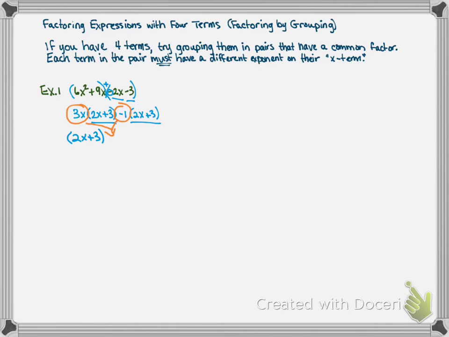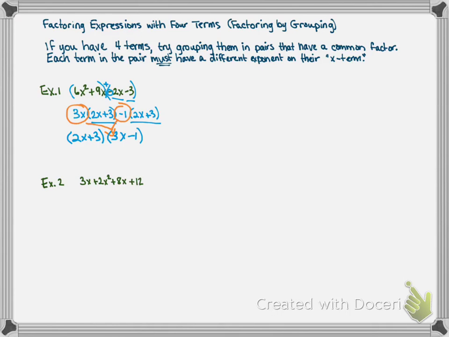And then we're going to put those greatest common factors that were out front together in a second set of parentheses. So 3x minus 1 goes in the second set of parentheses. And so we factored example 1 into 2x plus 3 times 3x minus 1. If we were to FOIL those, we would get the original example.